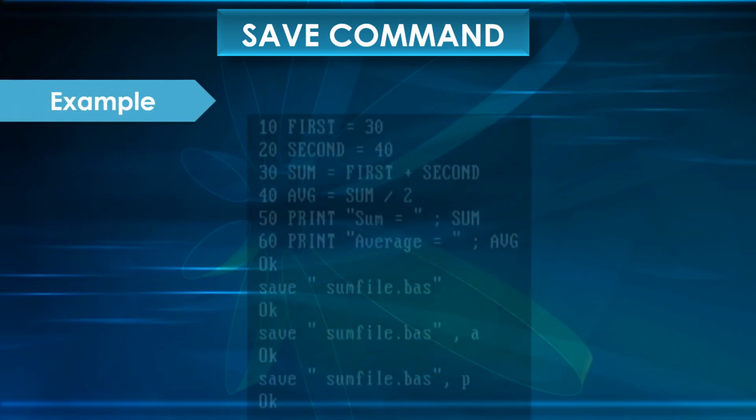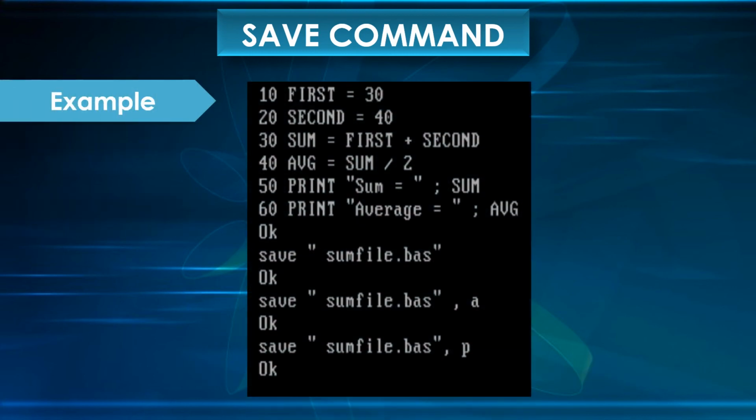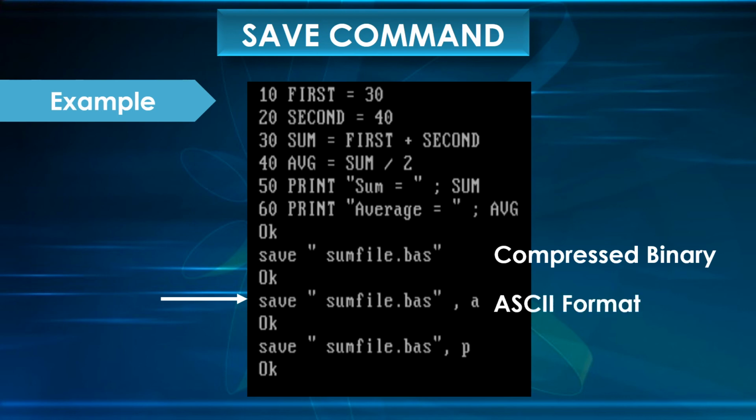Let's see an example for save command. I have written a program to calculate the sum and average of two numbers. The first syntax is save sumfile.bs. It will save this file in compressed binary format. When I type save sumfile.bs, comma A, it will save it in the ASCII format. And when I type save sumfile.bs, comma P, it will save it in encoded binary format. And for the 3, it has shown me an OK message, meaning that it has saved my file the way I want.